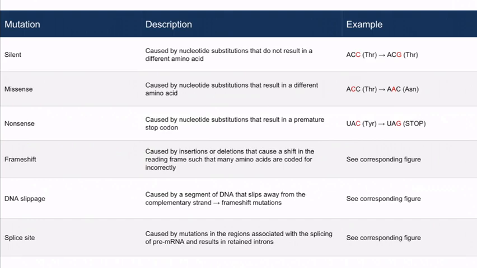Nonsense mutations are caused by nucleotide substitutions that result in a premature stop codon. For example, UAC normally corresponds with tyrosine. However, if the C is changed to a G, which you can see right here, then this results in a stop codon. This can be very problematic because it can result in a truncated protein.